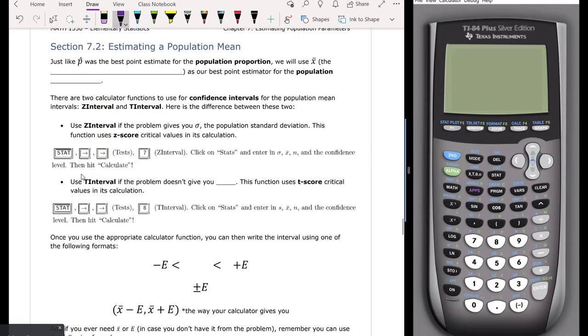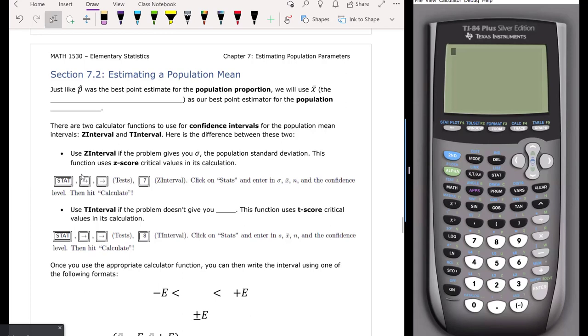So in this second section, 7.2, we're going to be estimating a population mean. And I definitely think it's necessary to see the previous lecture or video on estimating a population proportion before diving into this section, because a lot of things are very similar as far as how you write the forms of the estimation, like the confidence intervals. There are different ways to write them. So you'll be doing a lot of the same stuff in this section. It's just different calculator functions that you'll be using to estimate the population mean.